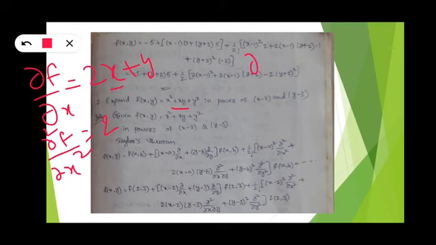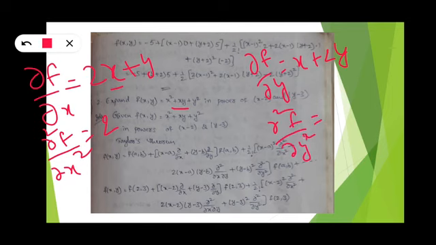Now we do the partial differentiation with respect to y, that is ∂f/∂y. x² becomes 0, and the differentiation of xy is x into 1, so x, plus the differentiation of y² is 2y. Again we differentiate ∂²f/∂y² with respect to y: x will be 0, 2y gives 2, 2 is constant, y will be 1. So here ∂²f/∂y² is equal to 2.